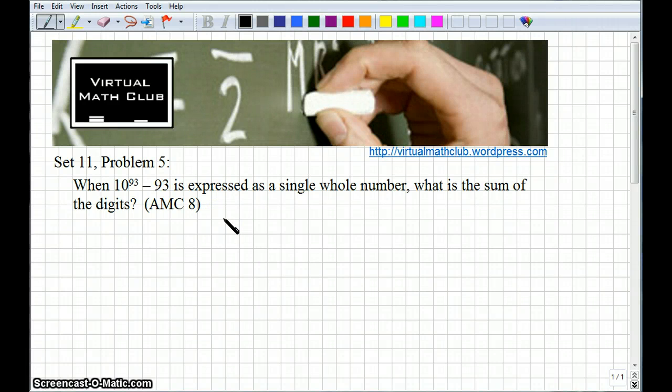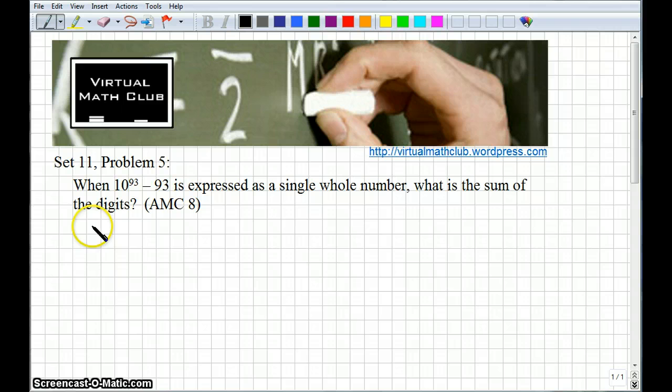Problem number 5. When 10 to the 93rd power minus 93 is expressed as a single whole number, what is the sum of the digits? Alright, well, let me give you a hint first.